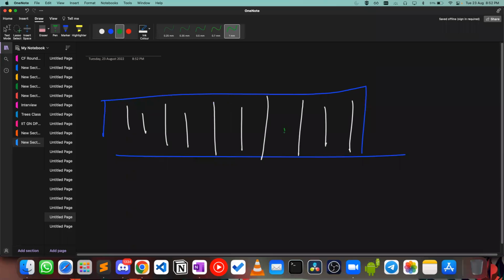When I'm standing here, what are the states that my DP of I is dependent upon? Is my DP of I dependent upon DP of I minus 8? Tell me this. Is DP of I dependent upon DP of I minus 8? It is not. So tell me one thing.